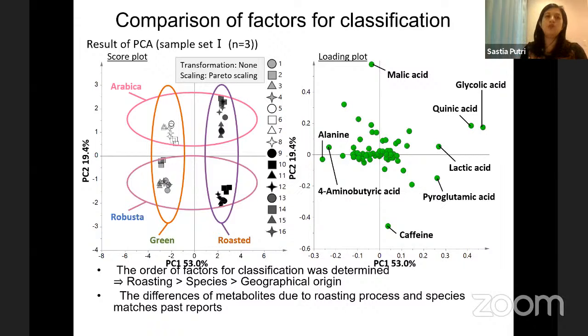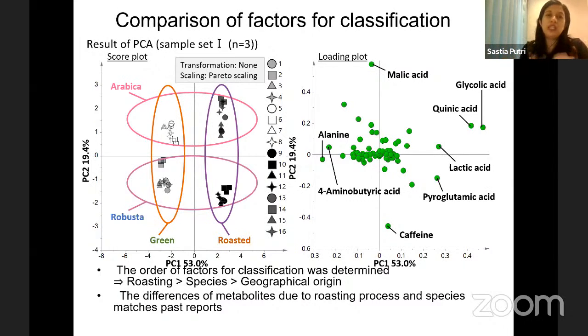In principal component 2, the second factor, we could see that species, Arabica and Robusta, gives the second biggest influence in the separation. And then we cannot see geographical origin. It's just Arabica and Robusta and green and roasted. The differences of metabolites due to roasting process and species also match previous reports, but we would like to see the differences between samples coming from different regions.